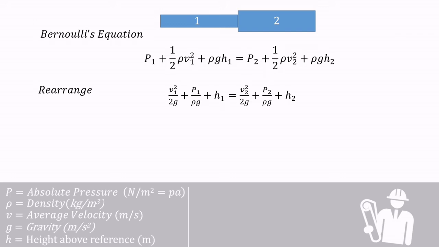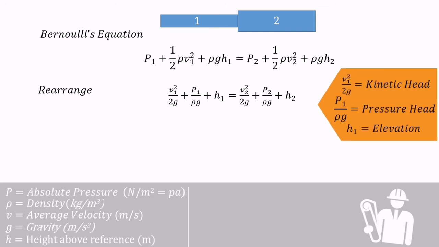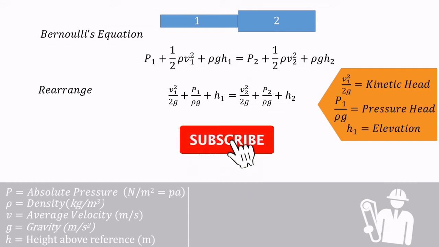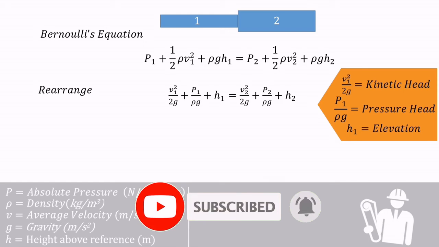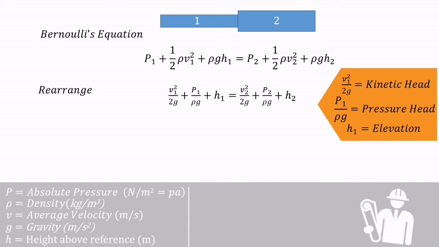Well, it's because it spells out the three main parameters of the system curve: kinetic head, pressure head and elevation. However, the problem with Bernoulli's equation is that it does not consider energy loss. And since there is energy loss, one parameter that needs to be considered is friction loss.